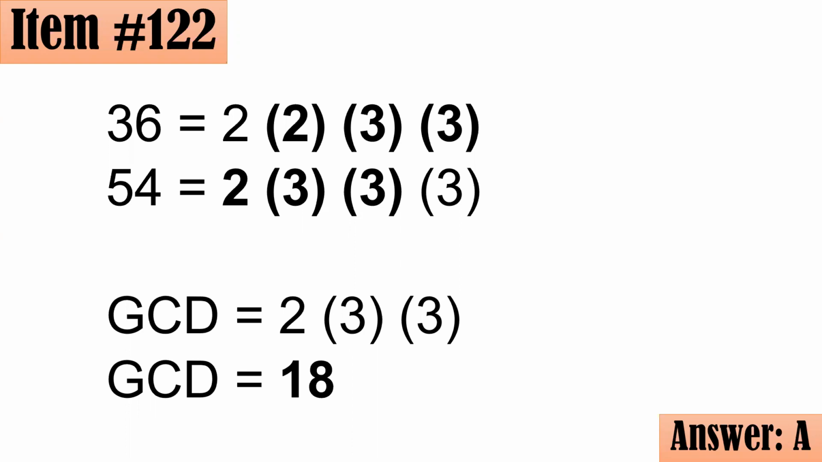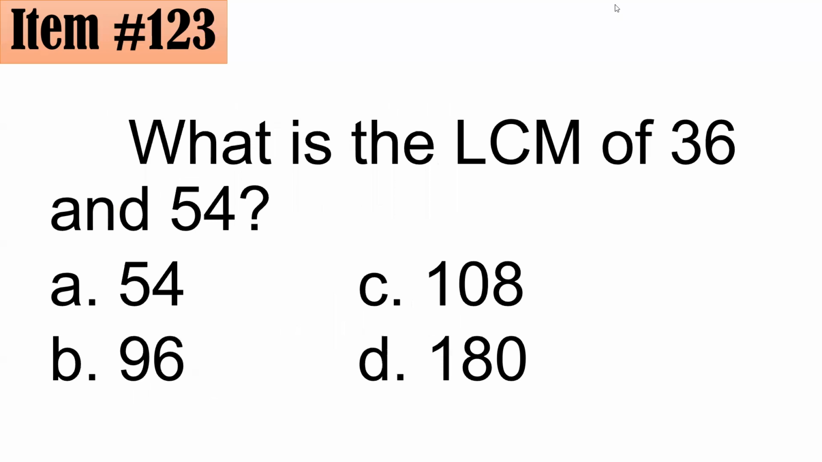Let's proceed to number 123. How about the least common multiple of 36 and 54? Did you go for 54, 96, 108, or 180? Okay, I think many of you are really familiar about this. So when we say LCM or least common multiple, it is the smallest multiple that is common to all the numbers involved. No?